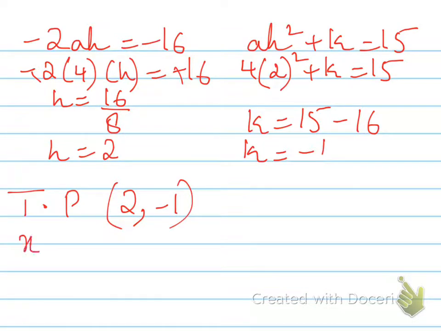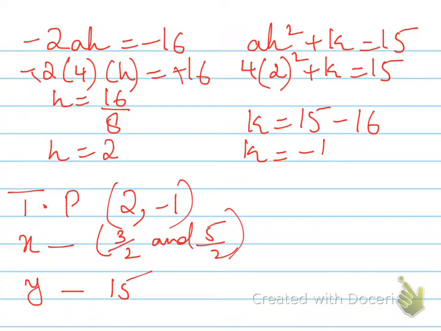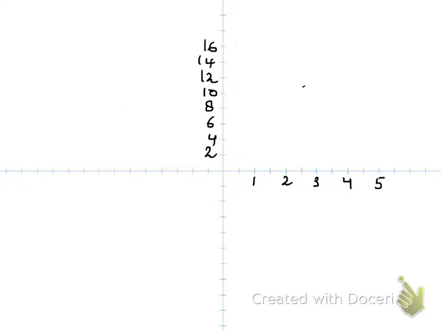The x-intercepts were 3 upon 2 and 5 upon 2 and the y-intercept was positive 15. Plotting these points on a graph, we can sketch the graph of the quadratic equation. The turning point is 2 and minus 1. The x-intercepts are 1.5 and 2.5 and the y-intercept was positive 15. When these points are plotted, we can just join them to form the quadratic curve.